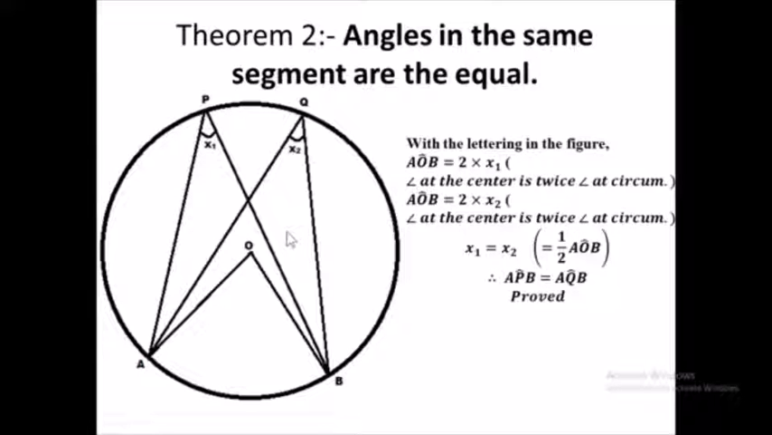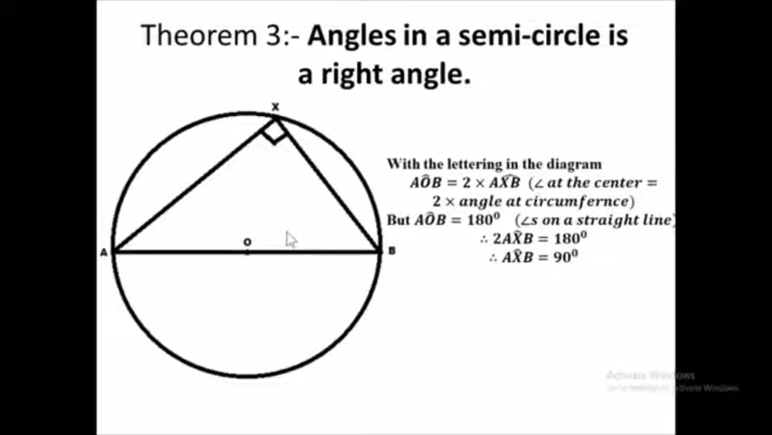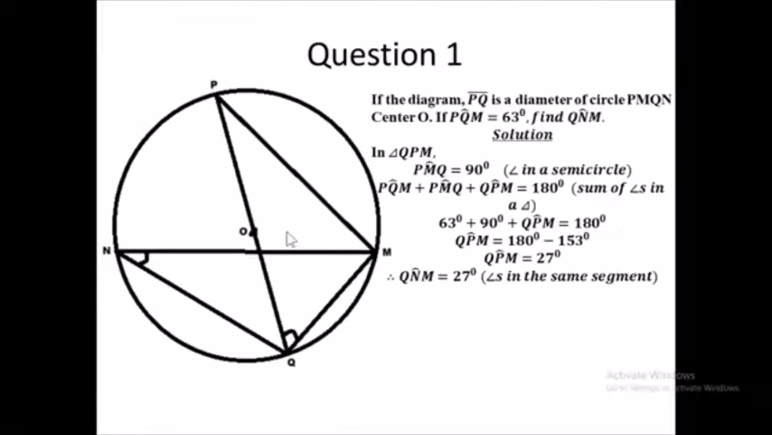Hello viewers. My name is Mr. Adebanjo. In the last video, we talked about the proving of angles in the same segment are equal, and that's what you are seeing on the screen presently. And the second slide is talking about the angle in the semicircle being a right angle, and we proved these two theorems in the last video. So we are going to be using these two theorems to solve some problems in this video. The first problem we'll be talking about is the one you are having presently on the screen.